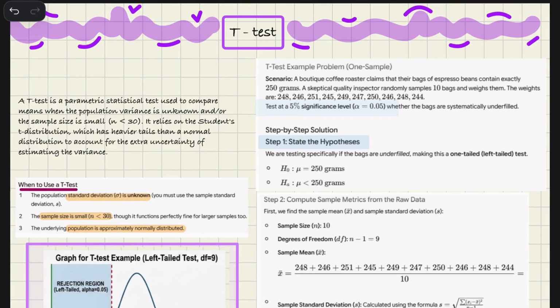Now that we have mastered the Z-test, let's talk about what happens when real world constraints hit us. In many actual data analysis scenarios, and definitely in your exam questions, you won't always have a large sample size, and you almost never know the true population standard deviation. So when you find yourself in this position of higher uncertainty, Z-tests fail us, and instead we must turn to the t-test. So what is a t-test?